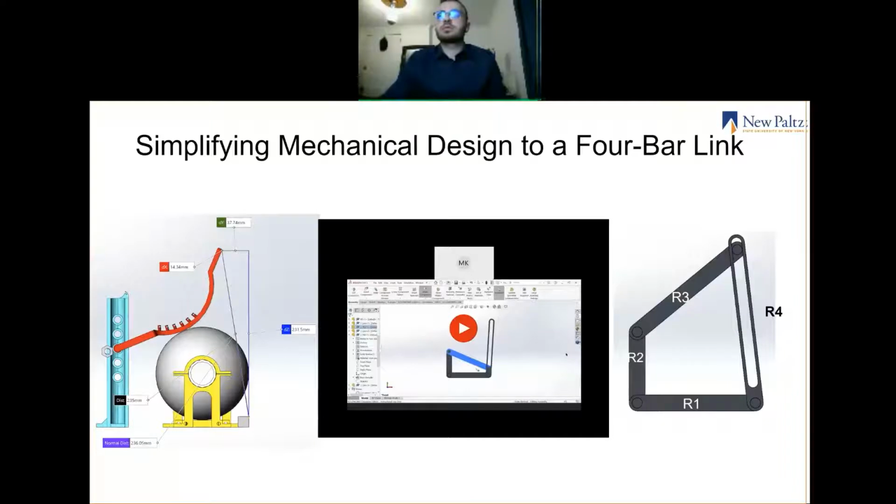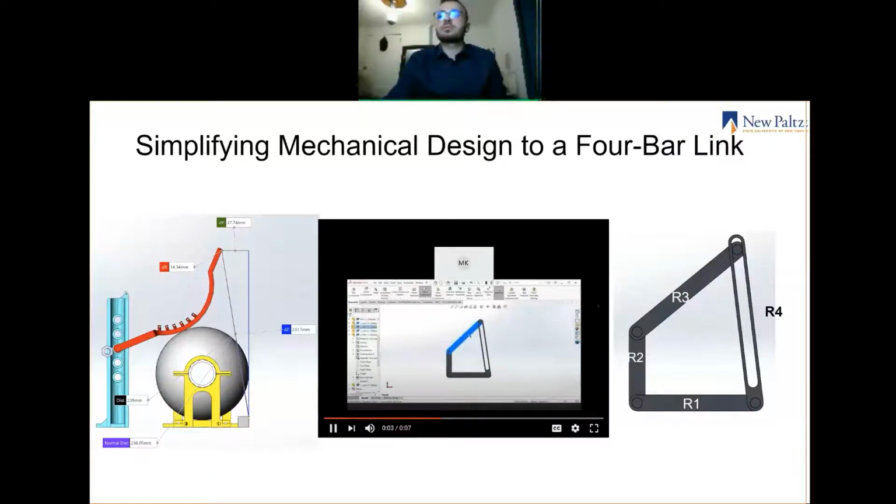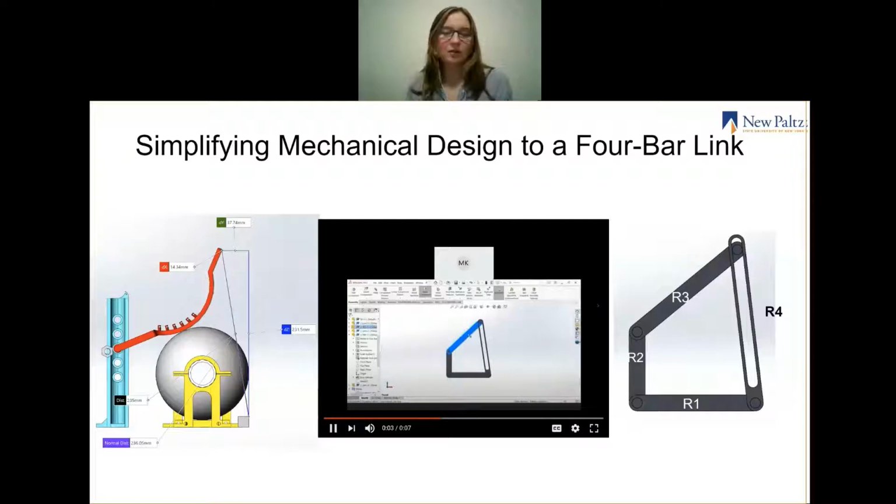We simplified the mechanical design into a 4-bar system. The picture on the left is the assembly of the mechanical components in SolidWorks, and on the right is the simplified 4-bar system. As you can see in the video clip, our 4-bar represents the motion of the band and the pulley attached to the motor, and it's going to decrease and increase in length, and the angle will change as well.